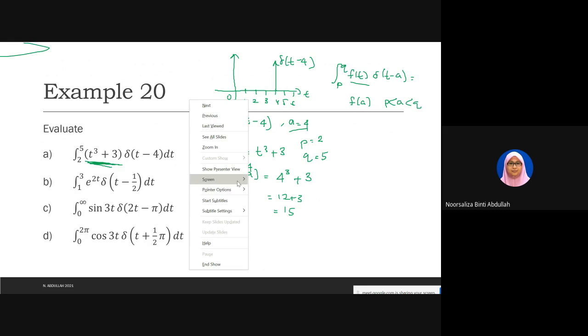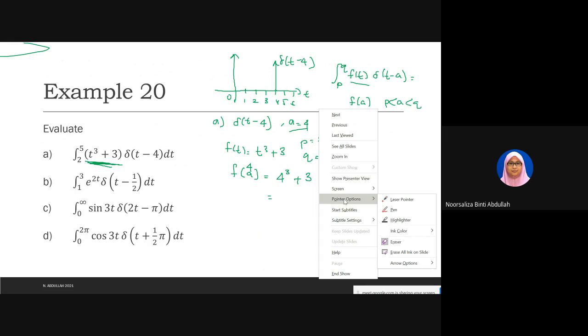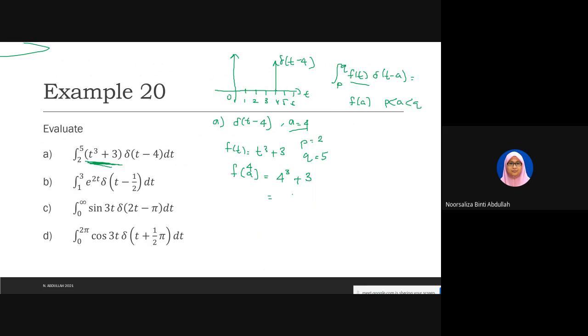Tengok. 4 kuasa 3 berapa? Sorry, saya darab pula. 4 kuasa 3, 16 times 4, 16 kali 4, 64. Okay, so 64 plus dengan 3 sama juga dengan 67. Okay, so this is your answer. Okay, F4 equals to 67.